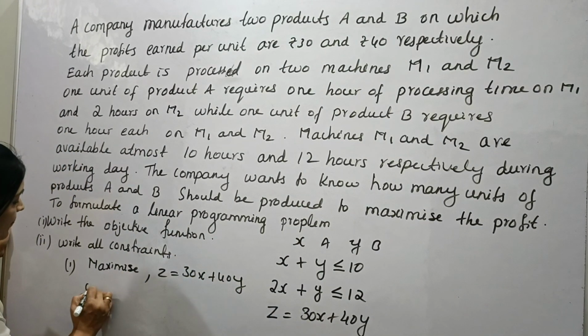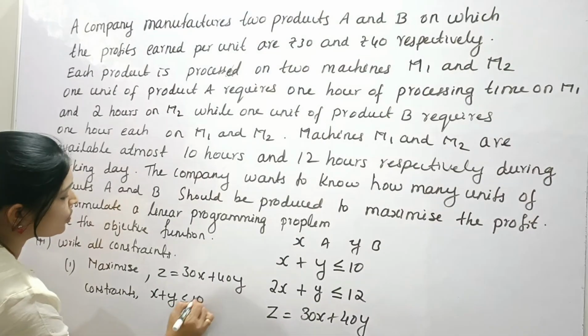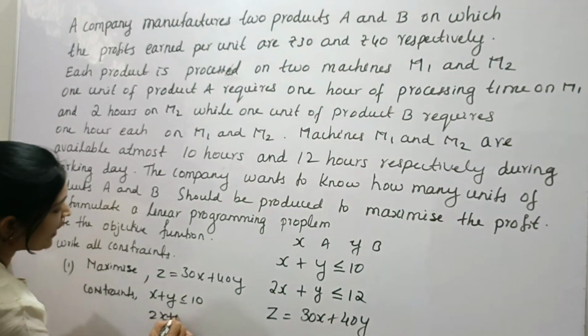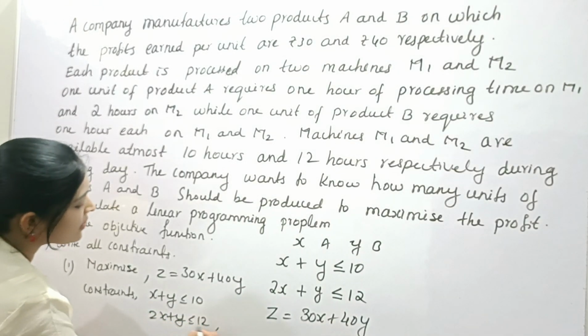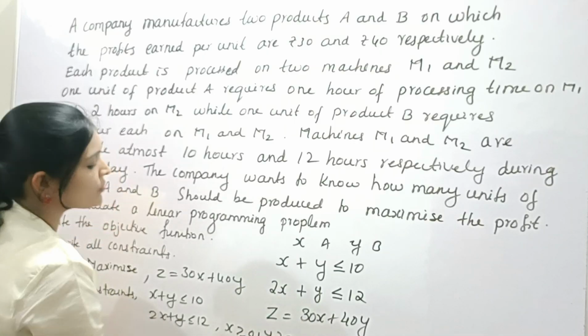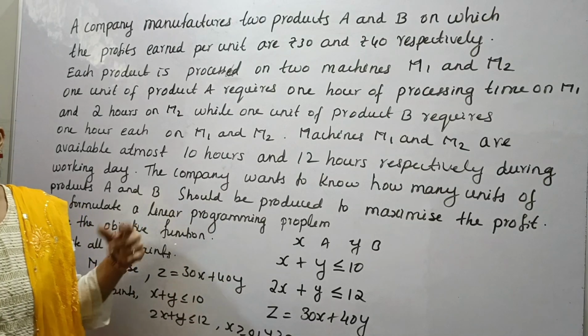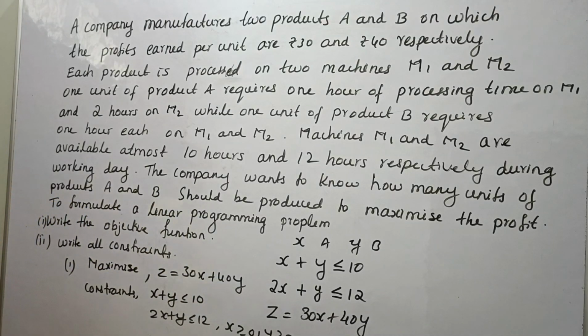The constraints are x plus y less than or equal to 10, 2x plus y less than or equal to 12, and x greater than or equal to 0, y greater than or equal to 0, because x and y are the number of units of product A and product B respectively.